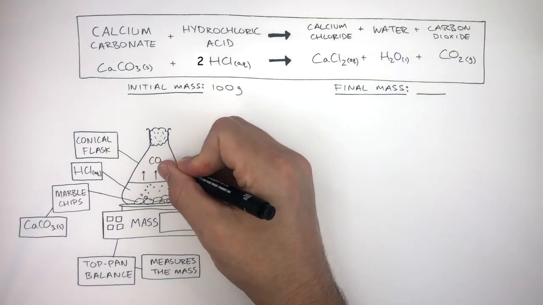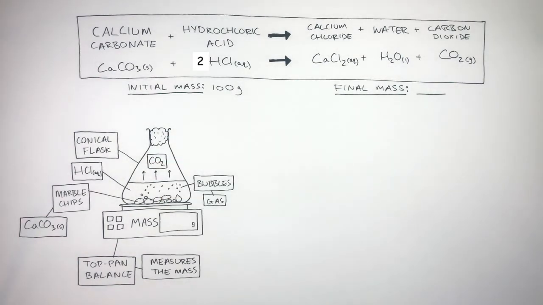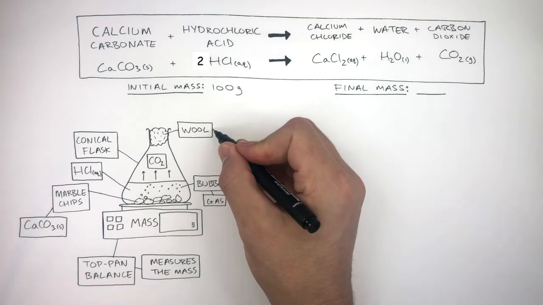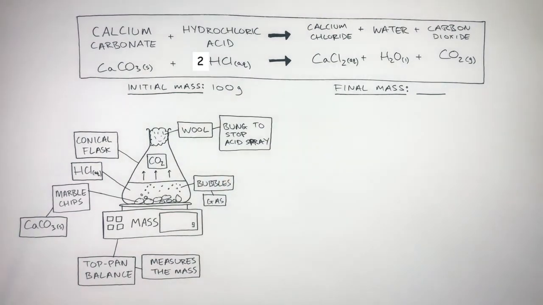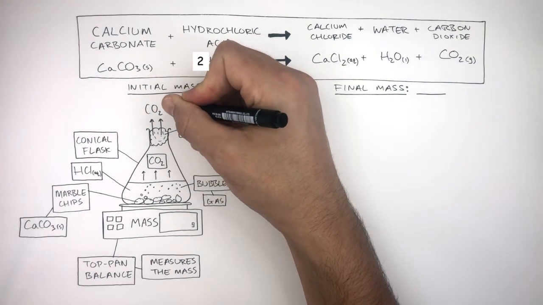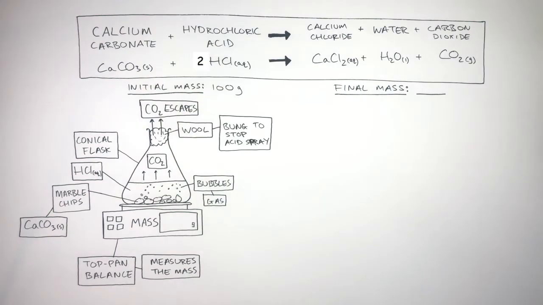The carbon dioxide gas rises and escapes through the wool. The job of the wool is to act as a bung to stop acid spray, to protect your eyes and skin. So the carbon dioxide gas escapes through the wool, leaving behind calcium chloride and water in the conical flask. Less products compared to how many reactants were started with.